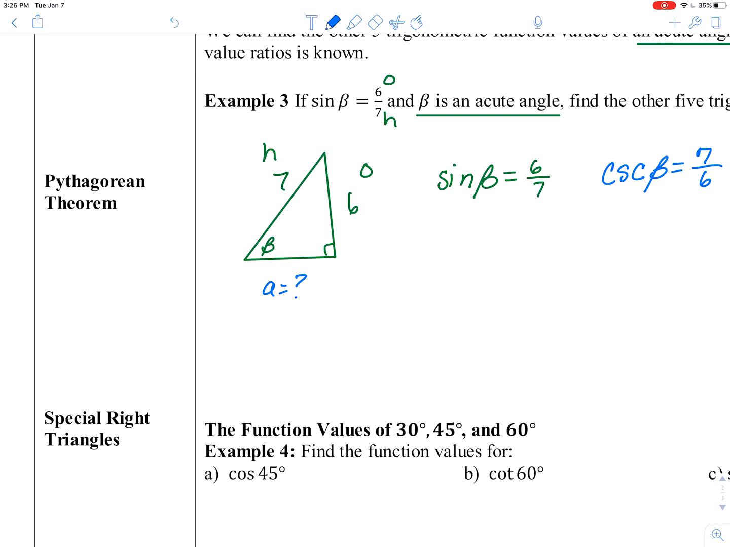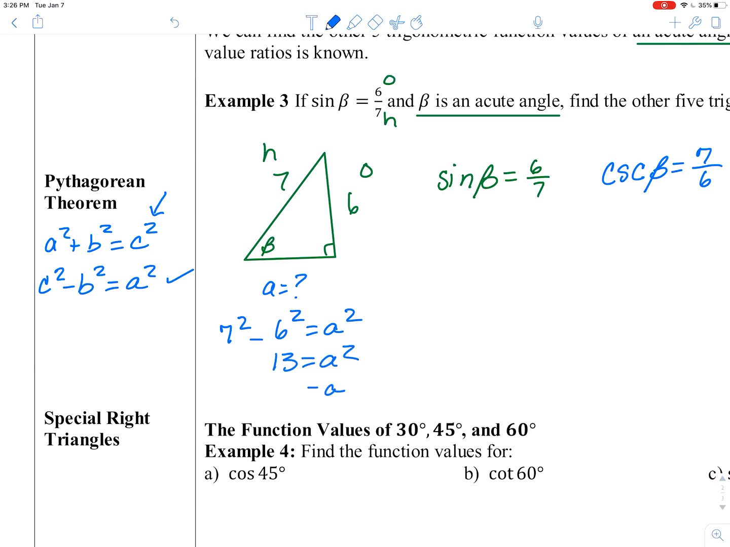So when I'm looking for the side of a right triangle, I can either use the original version of the Pythagorean theorem. Now I typically use this version when I'm looking for the hypotenuse, or when I'm looking for one of the sides, the legs of the right triangle. Often I will do the hypotenuse minus one of the legs equals the other leg. So I'm going to choose this version. So 7 squared minus 6 squared equals a squared. That's 49 minus 36, so 13 equals a squared. Taking the square root of both sides, the adjacent side is the square root of 13.